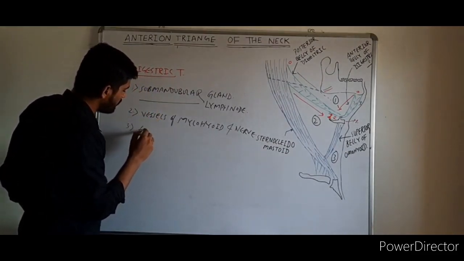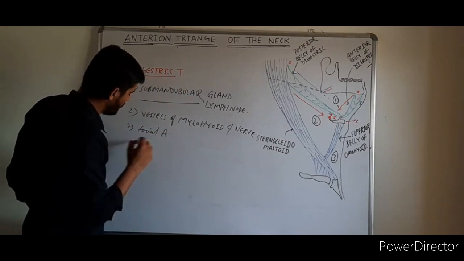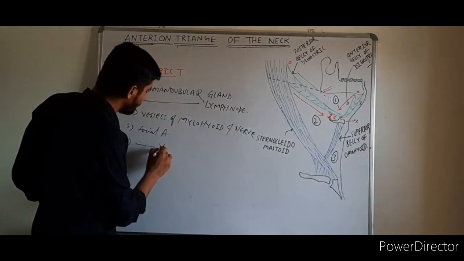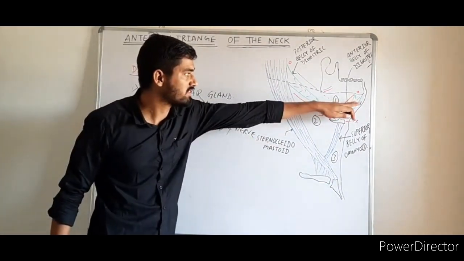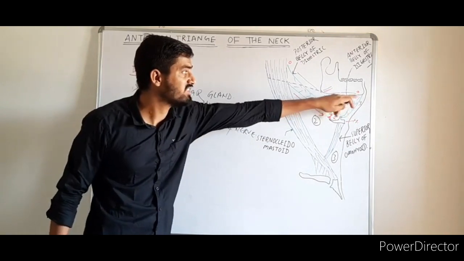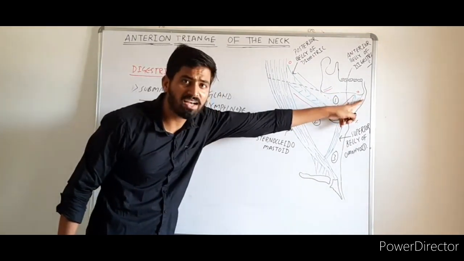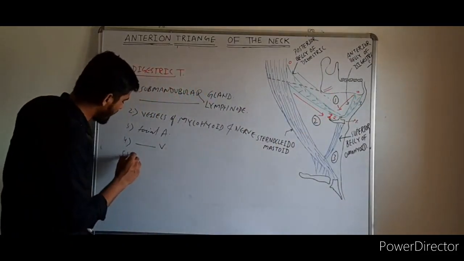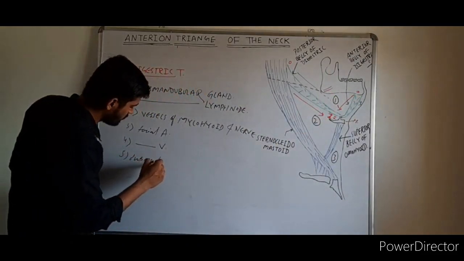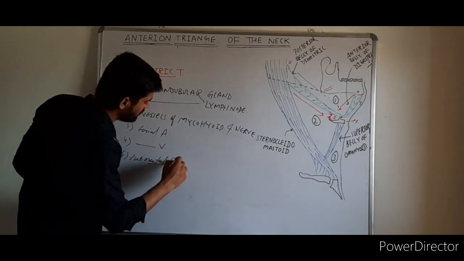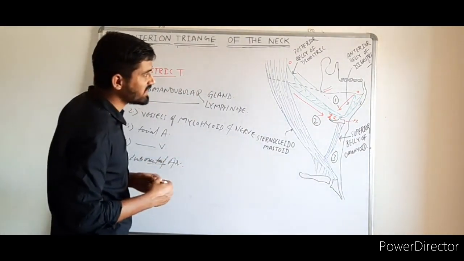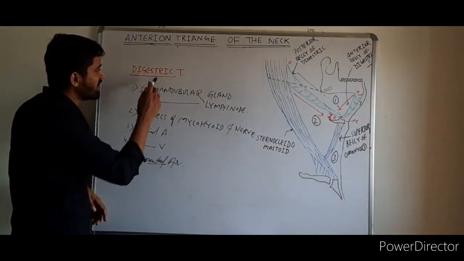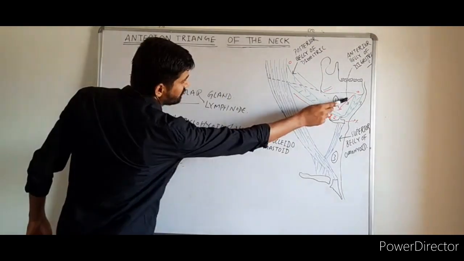You can write facial artery, facial vein. Everything you can write here. Hypoglossal muscles will be there. And here the triangle is the submental triangle, so the submental artery will be there. So you can write here submental artery. So these all are the content of the digastric triangle in the anterior part from here.